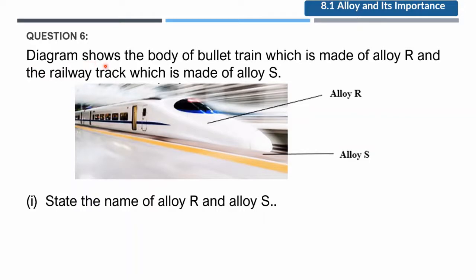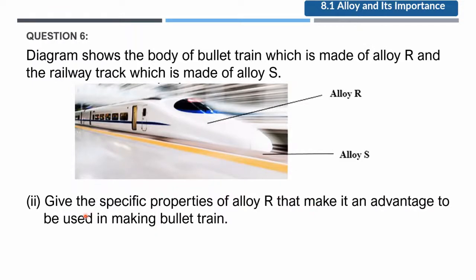Next question. Diagram shows the body of a bullet train, which is made of alloy R, and the railway track, which is made of alloy S. 1. State the name of alloy R and alloy S. Well, alloy R must be light and strong enough, and alloy S to make the railway track must be very hard and strong. So R is duralumin, S is steel. Give the specific property of alloy R, duralumin, that makes it an advantage to be used in making a bullet train. Answer: light and strong.